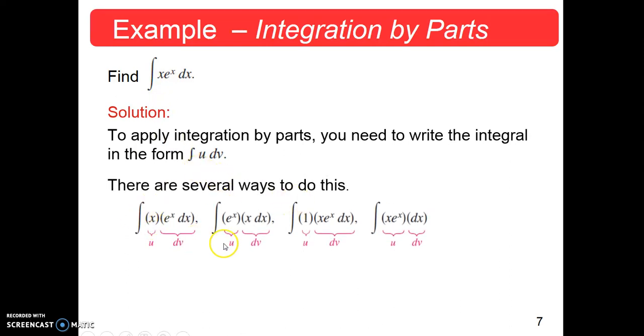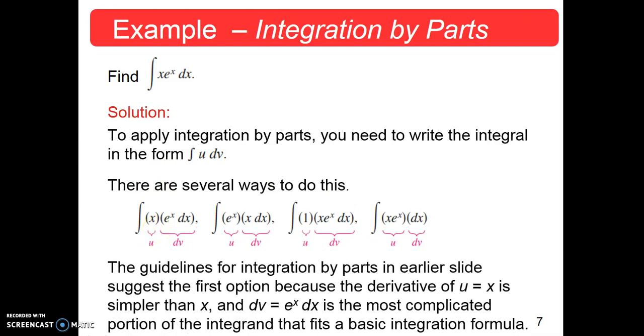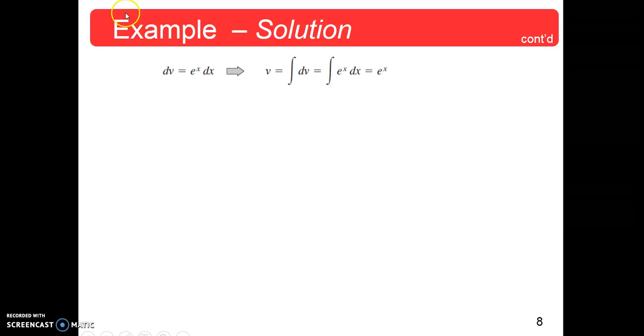Here you can see lots of different ways you could think about it, right? But the best is going to be this one right here where x is u, and I went with that acronym LIATE. We're going to let u be equal to x. And the quote-unquote more complicated piece is e to the x, I suppose, but that's subjective, what is and is not more complicated. So if we look at this, we're going to let u be x, which means du is dx. And we're going to let dv be e to the x.